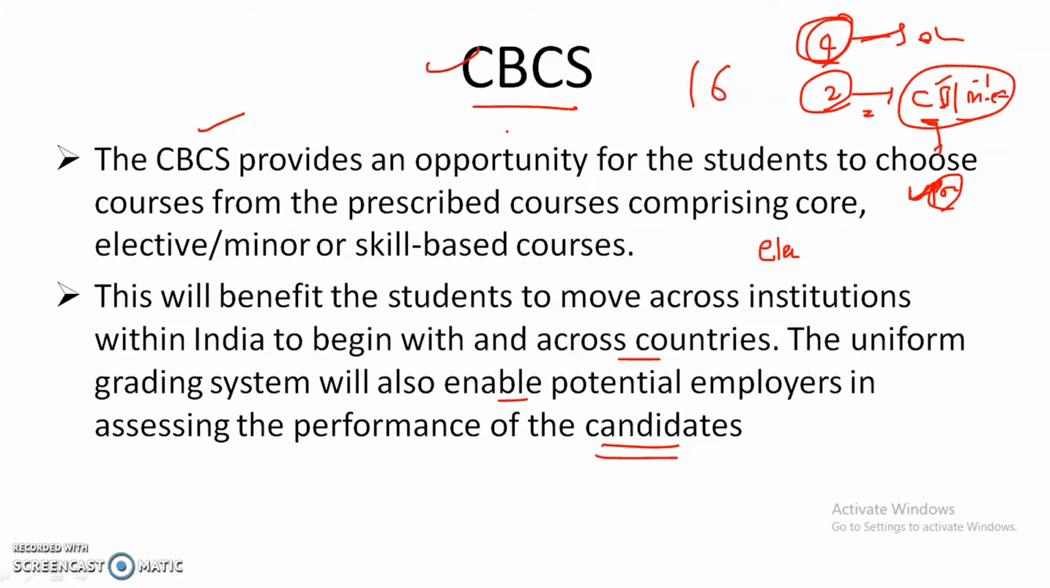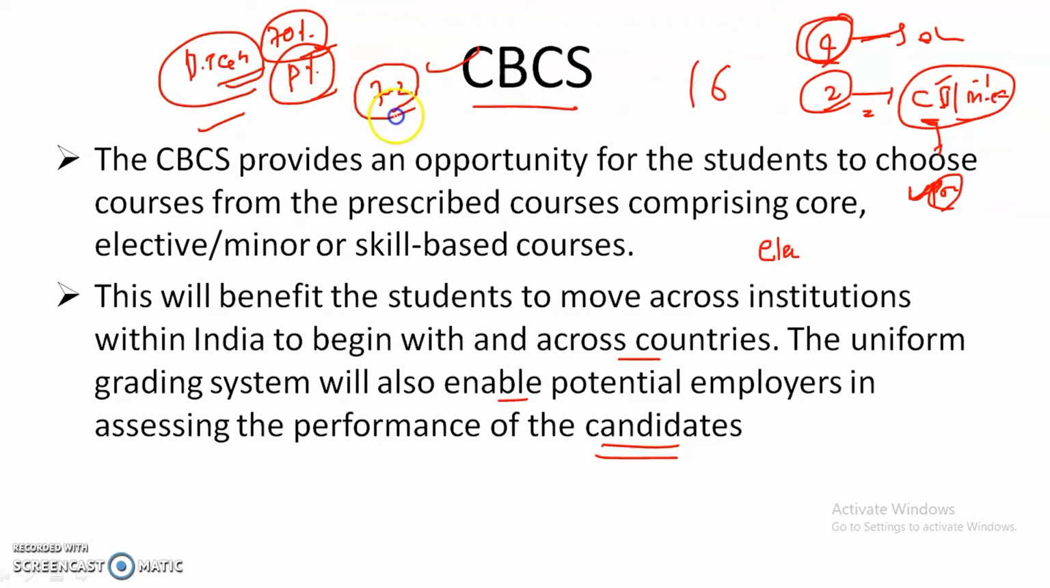If the uniform grading system is maintained, why? Because nowadays there is no uniform grading system. In some universities they are following percentages. For example, in the BTech, if anybody got 70%, I got 70% in my BTech. Some people studied in one state. In another state, people will say that I got a 7.2 CGPA. And in some other states they will say that I got a B grade.